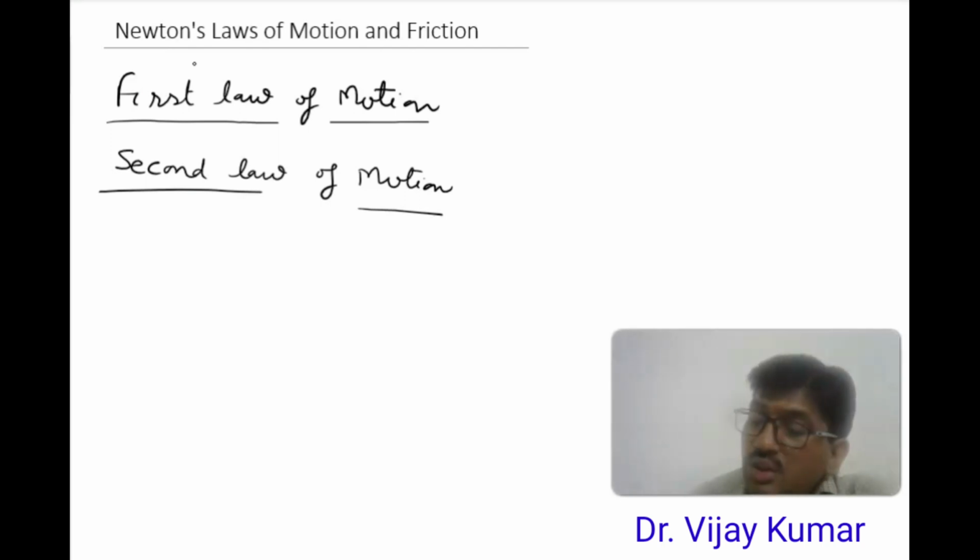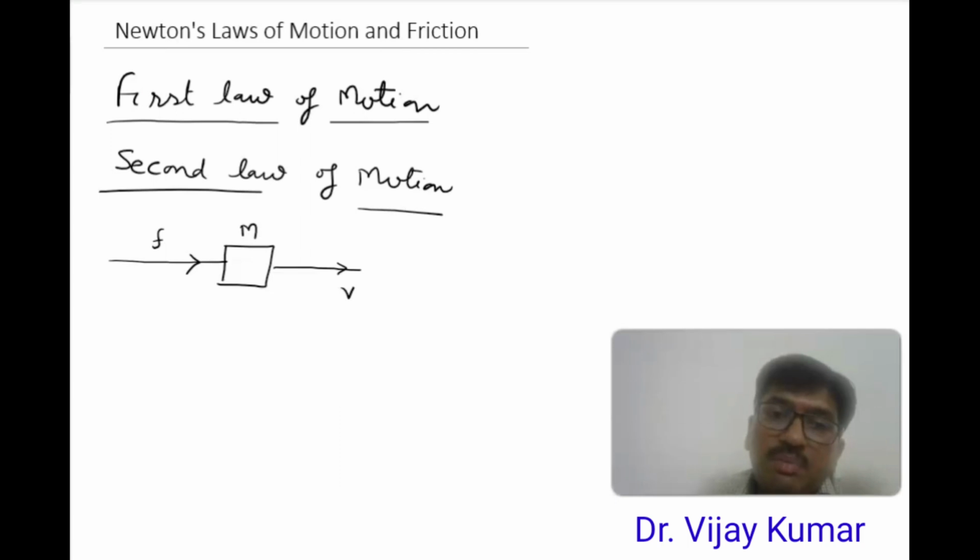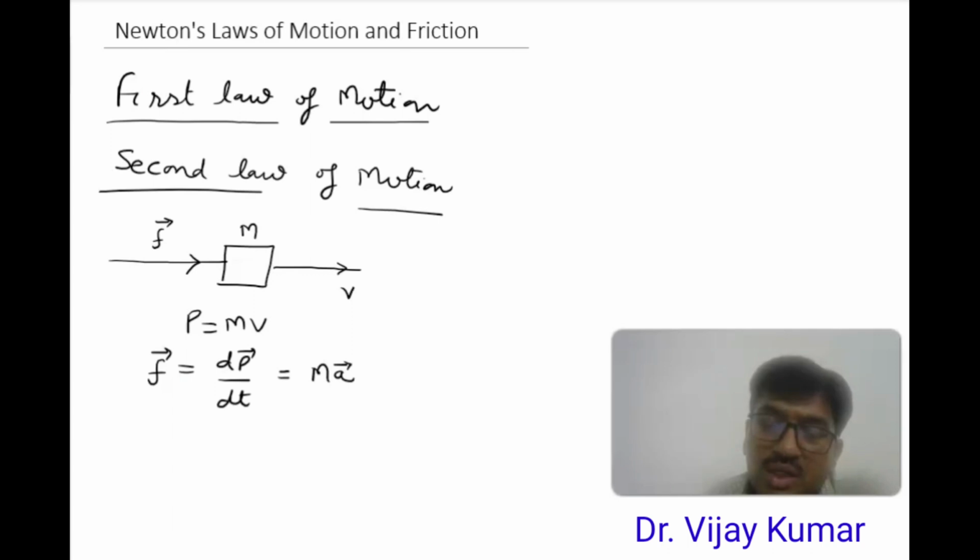Suppose this is a body and we apply a force on it and it starts to move with velocity v. If the mass of the body is m, then the momentum is m into v. So the applied force is the rate of change of linear momentum, or we can say it is mass into acceleration, when mass is constant.